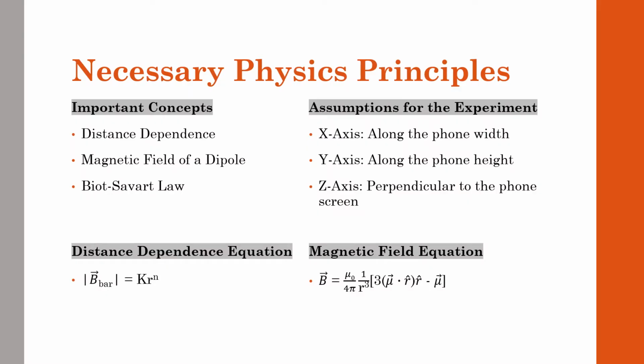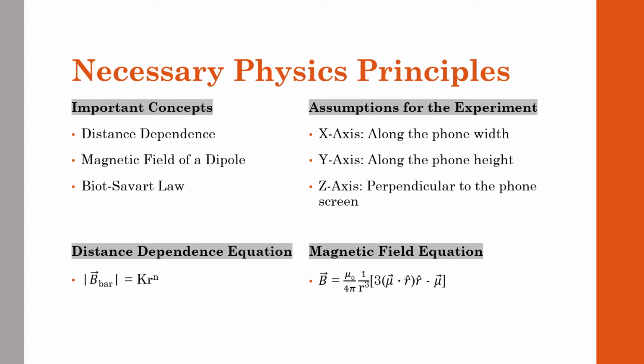Here are some necessary physics principles to understand for this lab, including the distance dependence and Biot-Savart law, as well as the magnetic field of a dipole. The distance dependence equation is written on the right, and it shows the inverse relationship between magnetic field and distance, because as distance increases, magnetic field decreases, shown in this equation, since n will always be negative. The magnetic field equation on the right also shows this relationship and is based on the magnetic field equation of a dipole, which is represented by the bar magnet in this experiment.